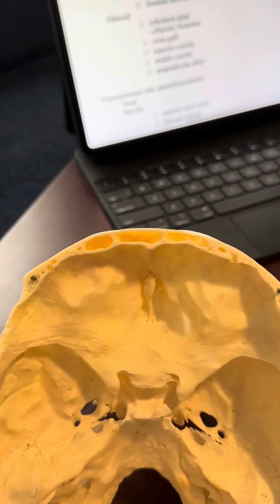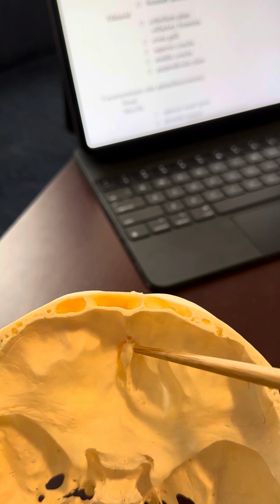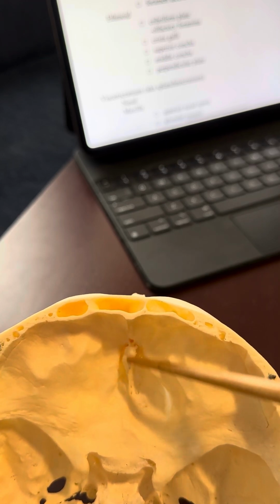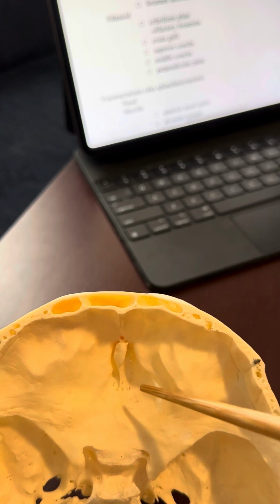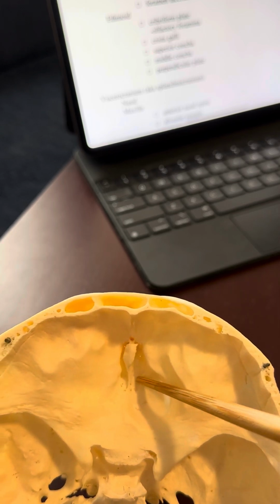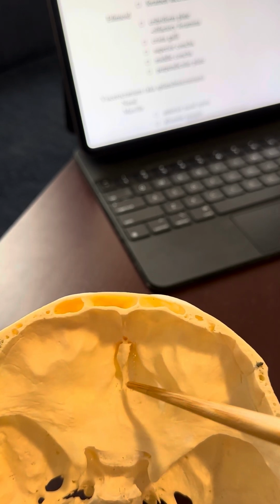Next is the ethmoid bone. So again, we're looking at the skull from the superior view. And what we notice is this structure right in the center. So the ethmoid bone is here on the anterior surface. And this little piece sticking up right there, that is called the crista galli. If we look on the sides of the crista galli, we have a thin plate of bone on each side with little holes and little perforations. That is called the cribriform plate.